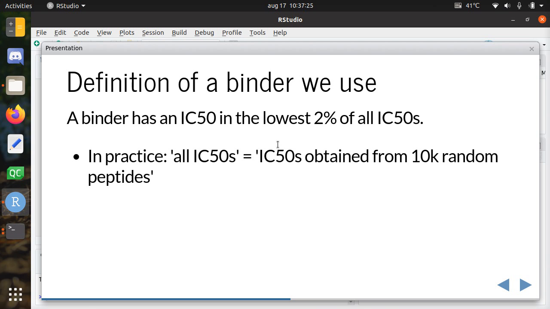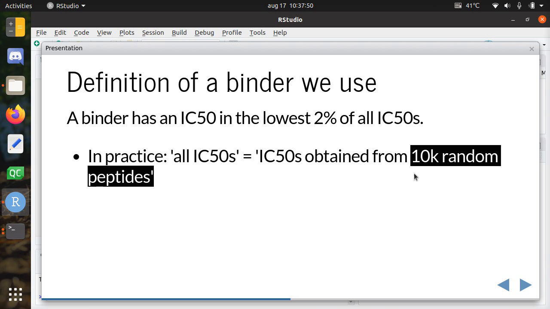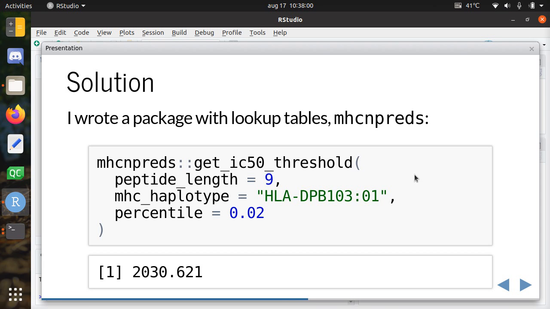So what I did is use the IC50 value in the lowest 2% of all IC50 values. I can't simulate all peptide fragments, because especially if you have a 13-mer, that means you have 20 to the power of 13 combinations. Instead, I just use 10,000 random peptides. That way, I get the distribution of IC50 values, and I use a cutoff at the lowest 2%.